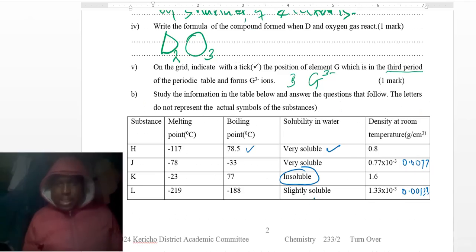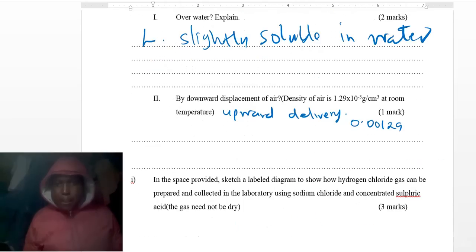So you can see L is 0.013 and that of air was 0.012. So this one is somehow denser. It is denser than air. L is denser than air. K is very dense than air. Look at J. J is 0.07, meaning it is less dense than air. So J is the gas that is going to be collected by upward delivery. So here the answer is J.